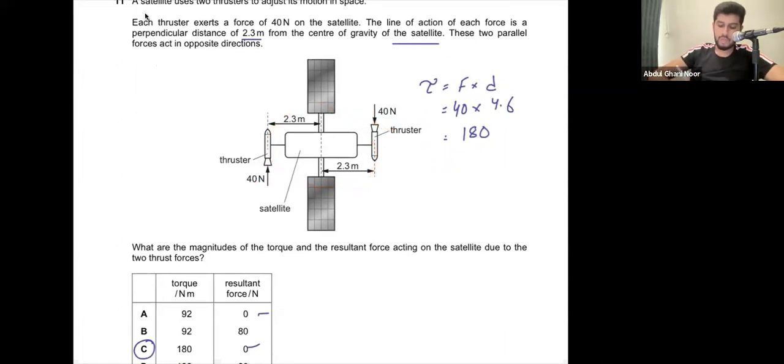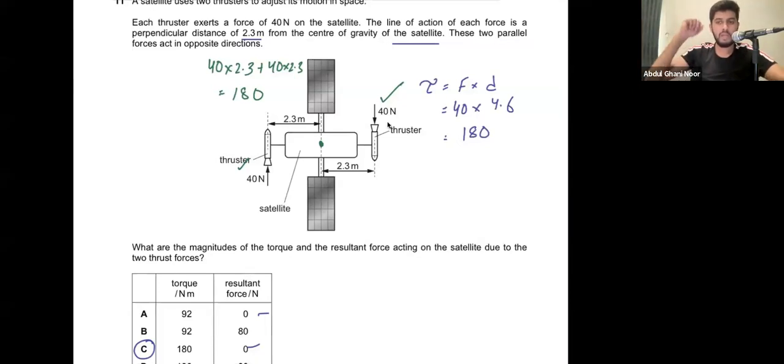If this is confusing, you can say कि जी ये हमारा पिवट है, ठीक है, आप नहीं लो 4.6, आप ये पिवट ले लो। आप बोलो इसकी वजह से जो मोमेंट है वो 40 इंटू 2.3 है, और दूसरे की वजह से जो मोमेंट है वो भी 40 इंटू 2.3 है। You will end up with the same answer 180, irrespective of whether you use the formula for a couple or you use the formula for moment for two different forces. Is this clear now? Do you understand how we get 4.6? Just a second.